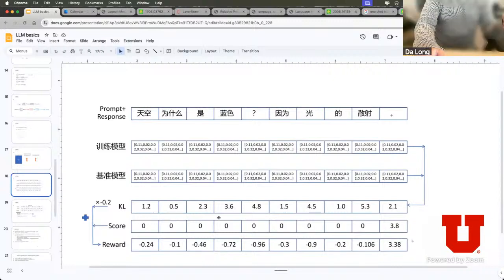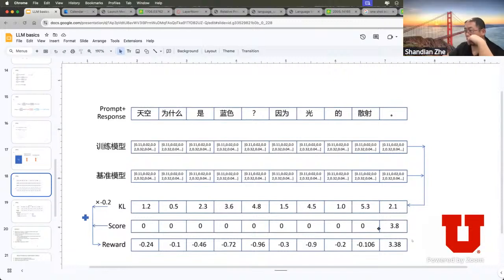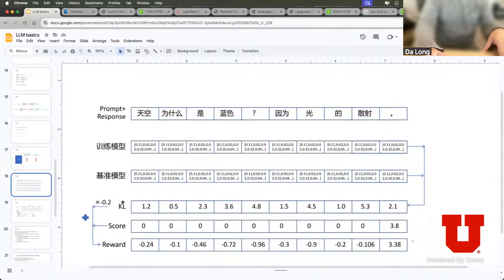The score is like, before fine tuning, you have to train the reward model, but the reward model just gives you the score at the very last token. So for example, here in the very last token, you get the reward score of 3.8. But for all the previous tokens, the reward is 0. Oh, and then how is the final reward obtained? It is a coefficient times the KL divergence, and then add the score and get the reward.